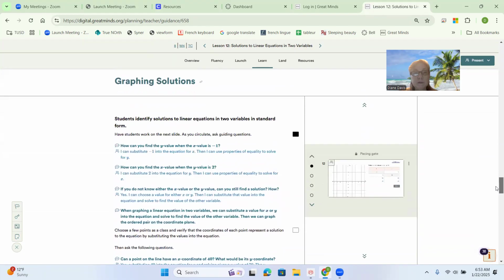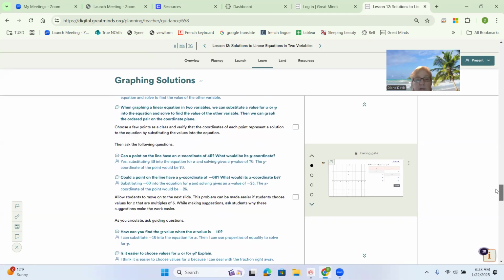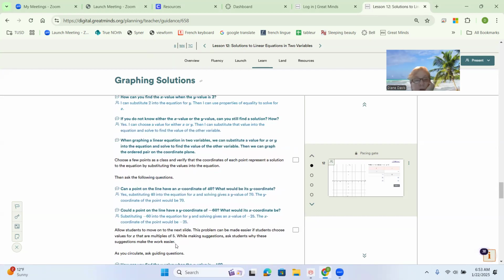So, graphing solutions. How can you find the y value when the x value is -1? Like I said, you can just substitute that in there. What about for 2? You could substitute 2 into the equation for y and then find the x. So you can choose any random point, substitute it for one of them, and find the other value. Can a point on the line have an x coordinate of 40? What would be its y coordinate? Yes, you could substitute 40 into the equation.